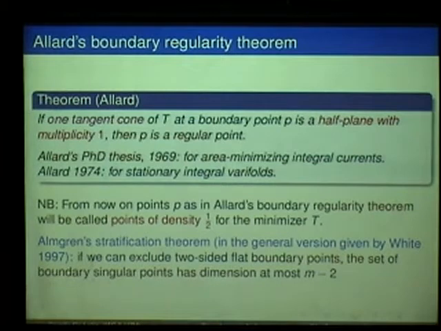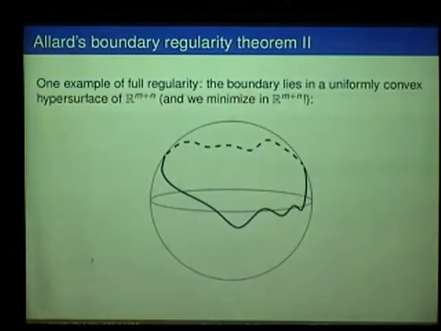Okay? Now, in some cases, and this is still a consequence of work of Allard, actually you can have full regularity. So, for instance, one interesting case is when your boundary curve gamma, or your boundary object gamma, lies on the topological boundary of a uniformly convex hypersurface. Okay, so now in there you actually have full regularity.